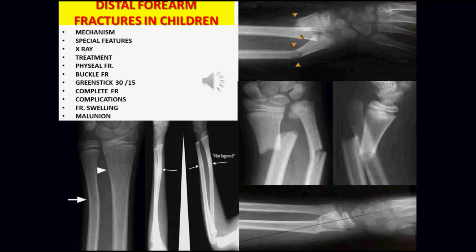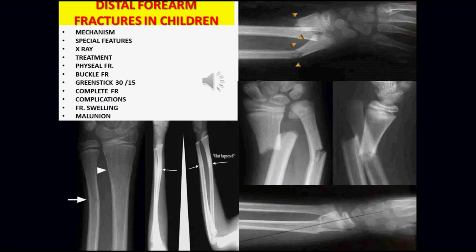Treatment: in physeal fracture, usually it is reduced under general anesthesia and immobilized in a cast with the elbow flexed to 90 degrees. Buckle fracture usually does not need more than rest of the forearm for 2 weeks in a plaster. Greenstick fracture is usually reduced easily, but re-displaced in the cast. Some degree of angulation may be accepted.